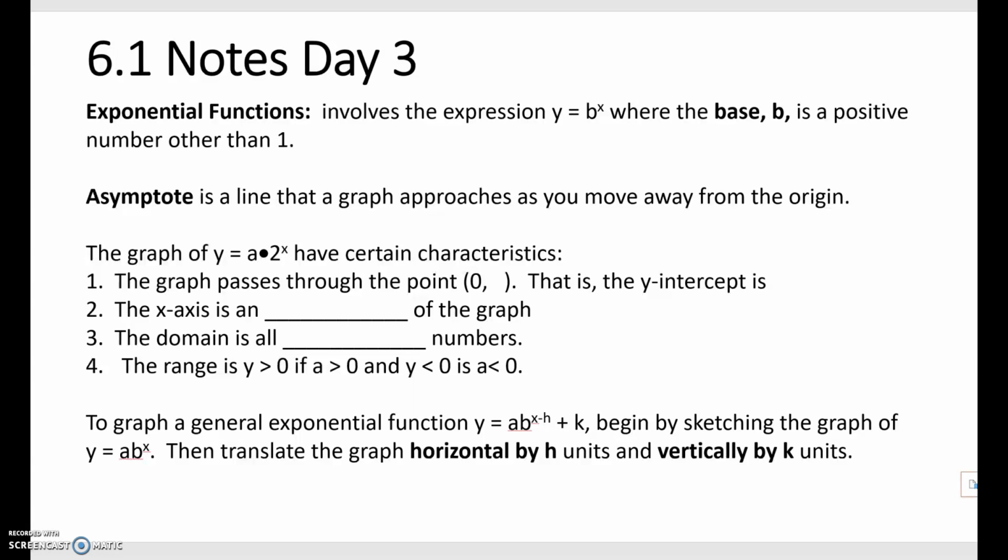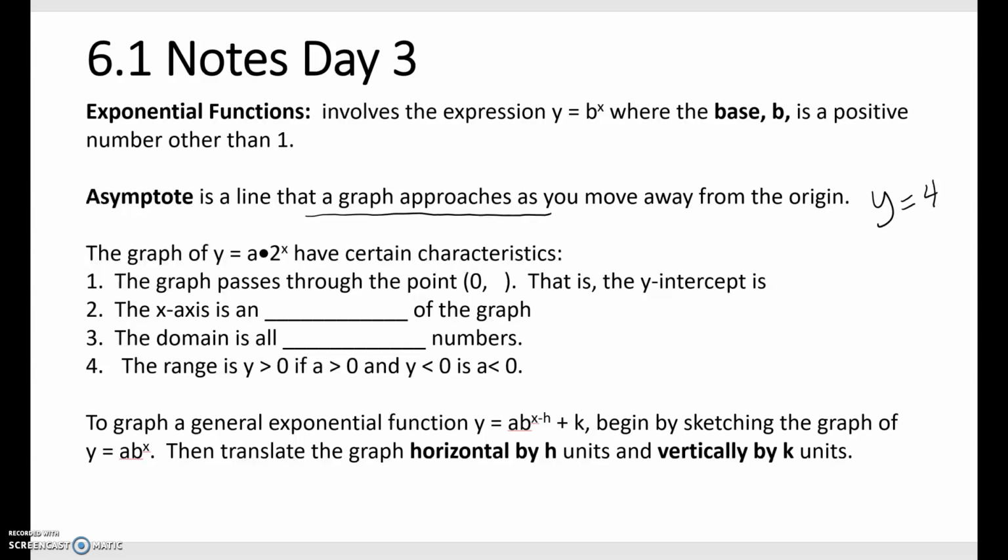Okay, remember your asymptote is a line that approaches something as you move away from the origin. So it never quite touches whatever number your asymptote is at. So for example, if y equals 4 was my asymptote, my graph would never actually touch y equals 4. It just gets really, really close to that number.